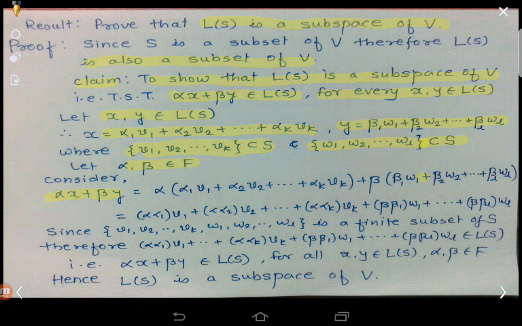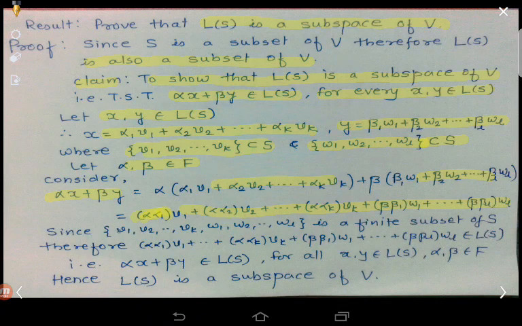put the value of y here. Now multiply this, you will get this expression. Since alpha and alpha 1 both are scalars, therefore alpha into alpha 1 is a scalar, alpha into alpha 2 is also a scalar, and lastly this beta into beta L is also a scalar. And no doubt this is a linear combination of v1, v2, ..., vk, w1, w2 up to wl.